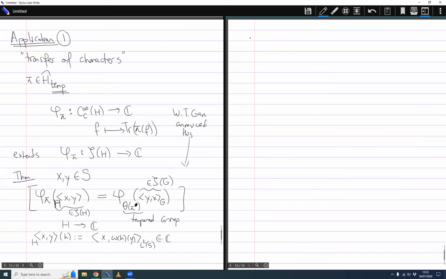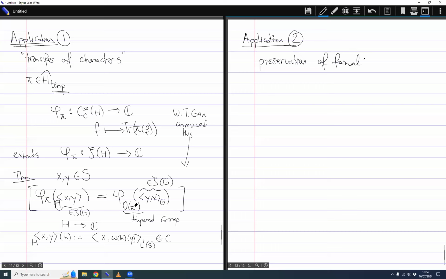And another application, which I quite like because it uses K-theory of C-star algebras, so it uses some cohomological techniques. Application 2, I should say. We are reproving, I'll mention it when I state it. Okay, so, as a short title: preservation of formal degrees.